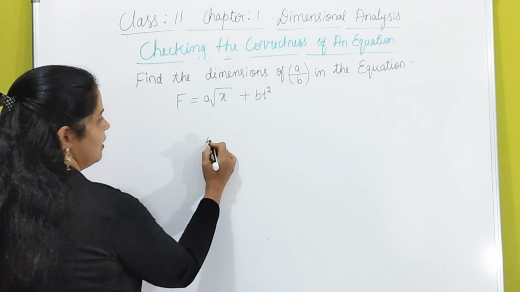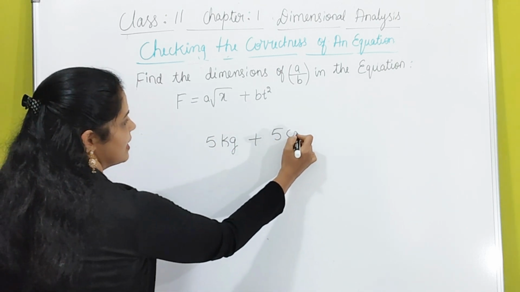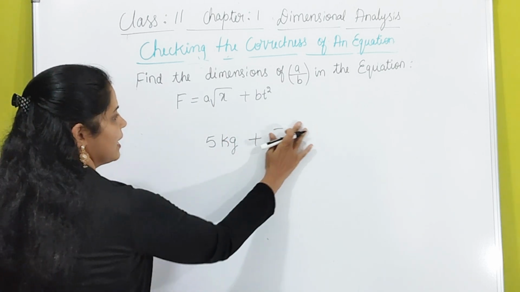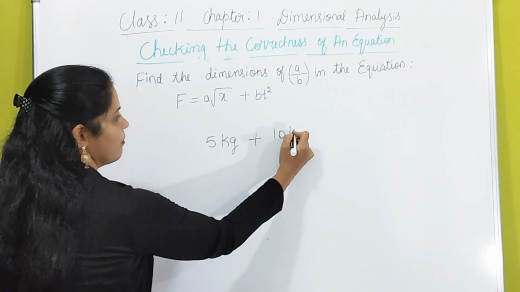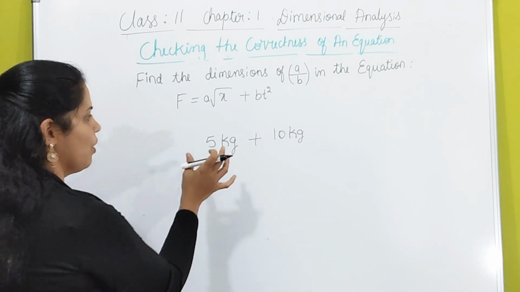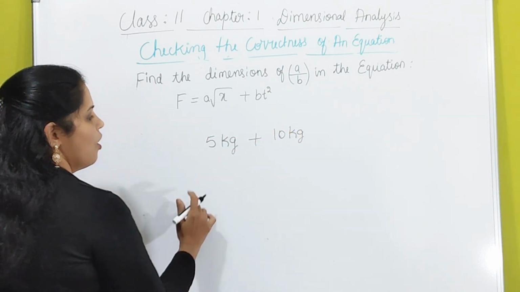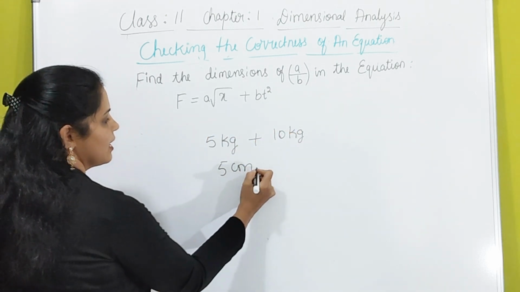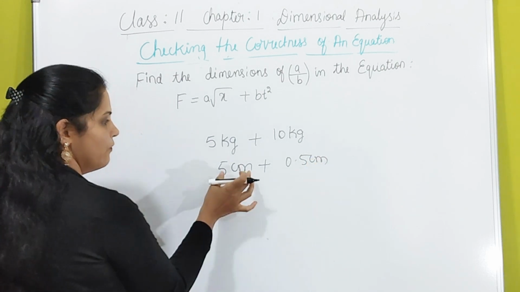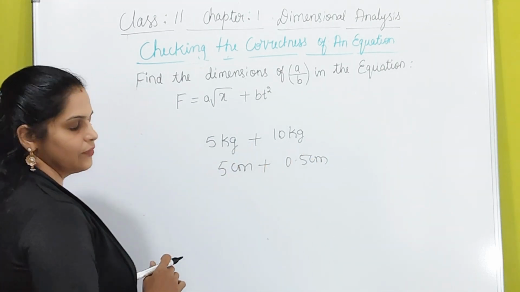For example, 5 kg of mango cannot be added to 5 centimeter of rod, right? You are adding 5 kg of mango and 10 kg of mango. What is the total mass of mangoes? To find, you are adding 5 kg, 10 kg. So that means this is mass. Or you can add 5 centimeter of rod with another 0.5 centimeter of rod. So when you are adding, the physical quantity must be same, right?